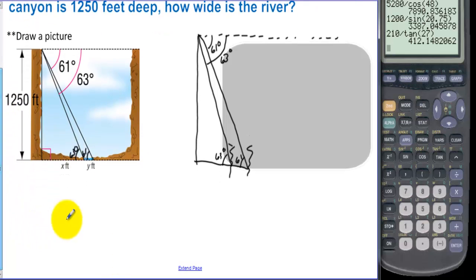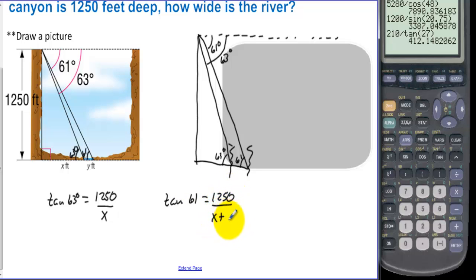And we have to set up a relationship. We have the tangent of the 63 degrees is equal to 1250 over x. The tangent of 61 degrees is equal to 1250 divided by x plus y. And let's multiply by x here and divide by tangent of 63. So x is equal to 1250 over the tangent of 63. And on this one we can do the same thing. We can say x plus y is equal to 1250 over the tangent of 61.